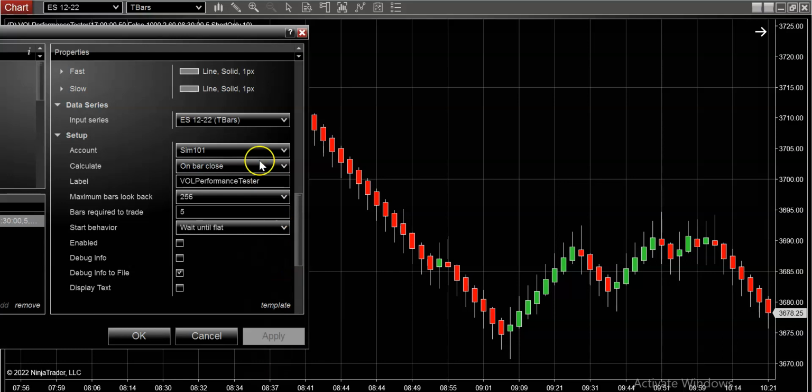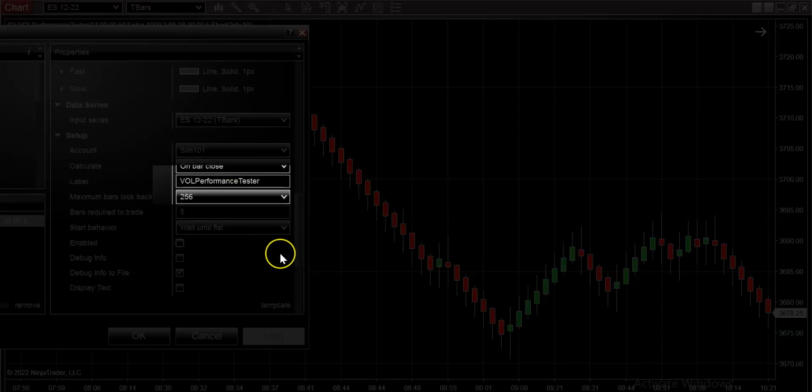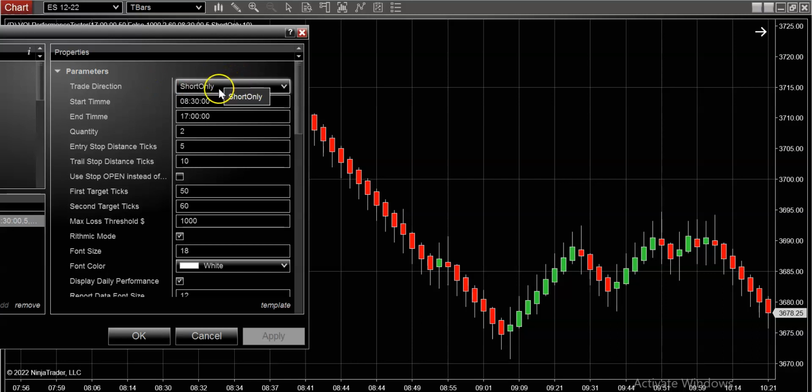Alright, now guys, what I want you to do is go to your control center and load this product here. You see this? This is the vol performance tester. You just slap it onto your chart, and if I show you the inputs, it's very self-explanatory. The most important parts are picking the direction. When you run your report, you do have to pick the direction. You have two choices, long or short.